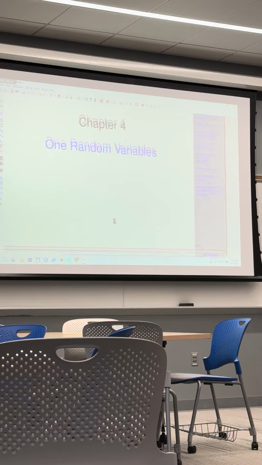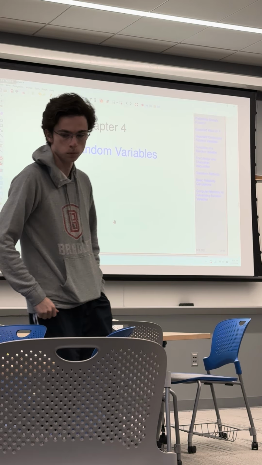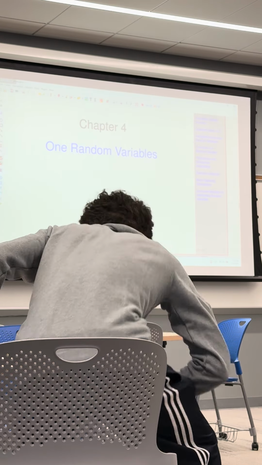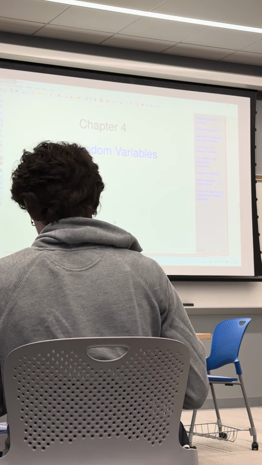Now that brings us to chapter 4. Chapter 4 is more important than chapter 3. All the theory, you will see a lot of theory. The theory is based on continuous random variables.